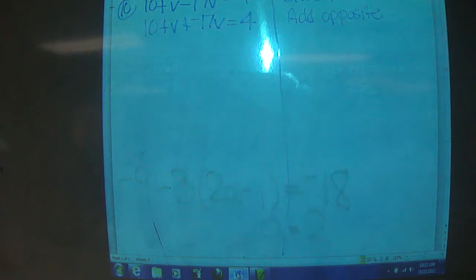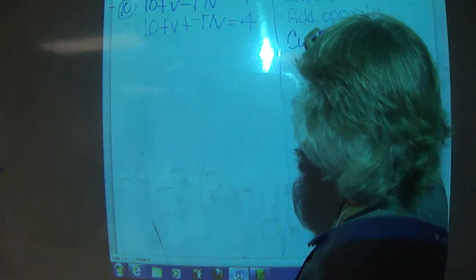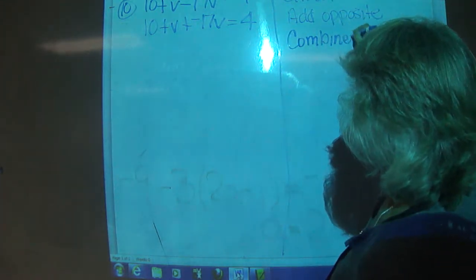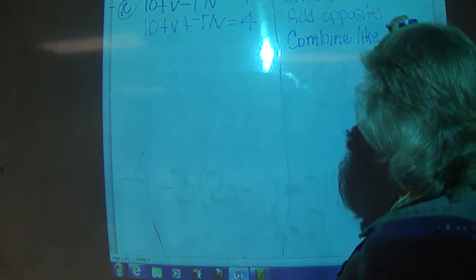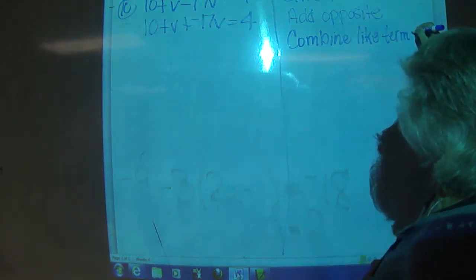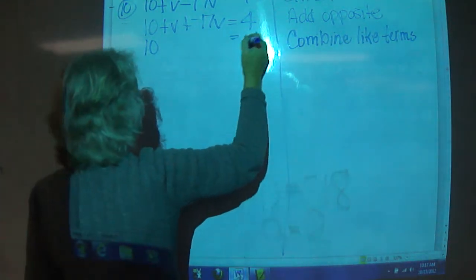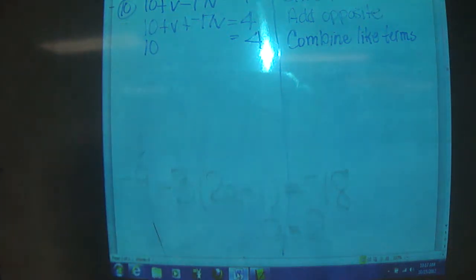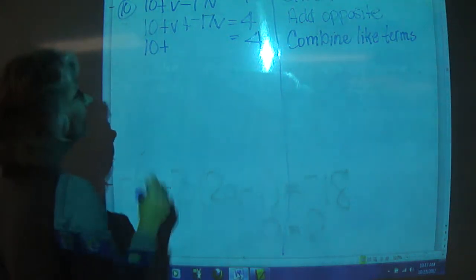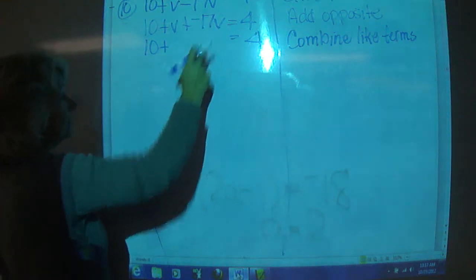Do we have one integer, one variable expression on one side? No. We have more than one of something. So what do we do when we have multiple? We combine like terms. So the next thing we're going to do is combine like terms. And which terms are we combining? The v's. Okay, so we're going to combine these guys. So let's write everything else because it's not going to change. So 10 plus something. We have v plus negative 17v.